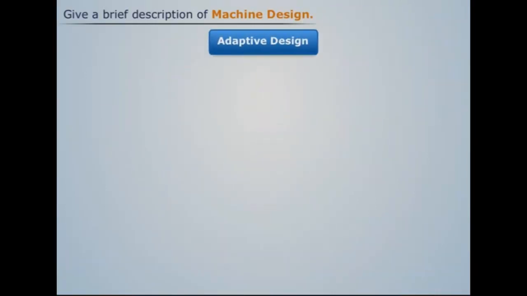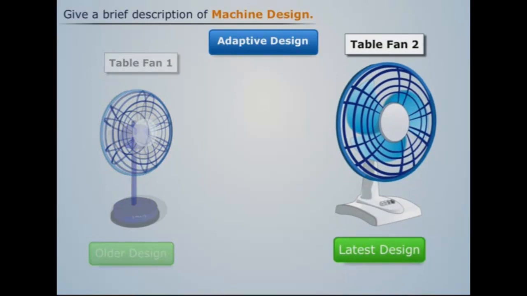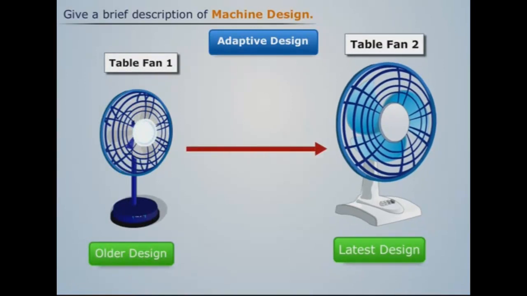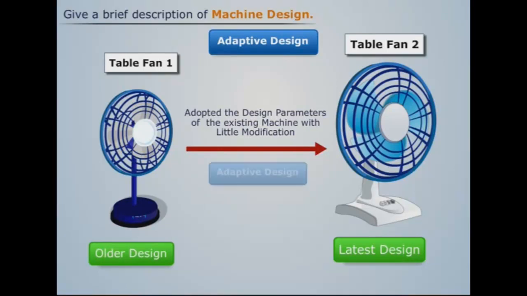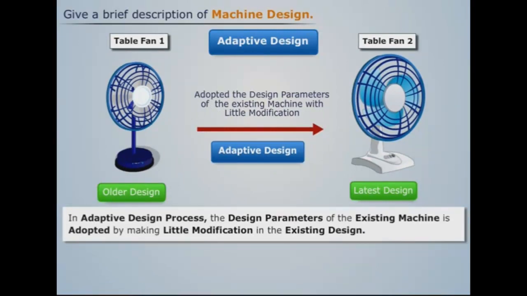Adaptive design. Consider two different table fans. Looking at the second fan, we can clearly say that it is the modified version of the first fan. Just a modification. Here the second fan has been designed by modifying the previous version, that is the first fan. This is nothing but adaptive design. Such type of design where the latest design is obtained by modifying the existing design is called adaptive design.